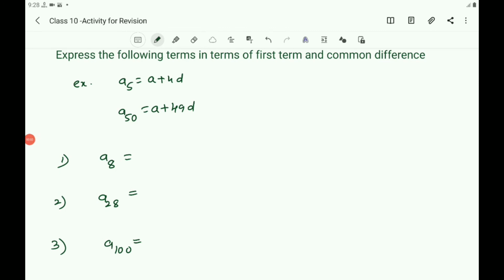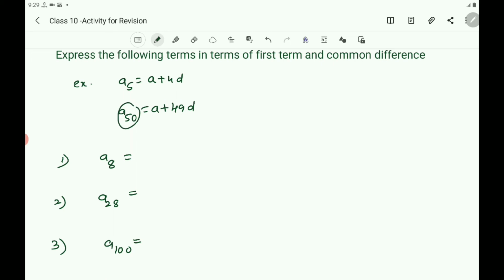Express the following terms in terms of first term and common difference. Example, A5 equals A plus 4D, and A50 equals A plus 49D. Similarly, you write by using this example. Here see A5 is there, and in terms of A and D, how you can express it? A plus 4D. See the relation here.